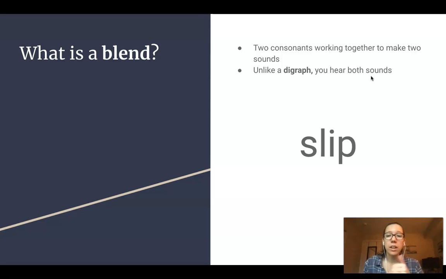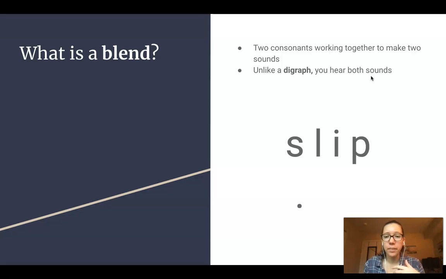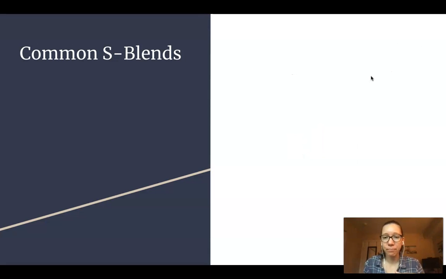So for example, here's the word slip. If I didn't know this word and I needed to sound it out, I could sound out each letter individually and still figure out what the word says, like this. S, l, i, p, slip. But when I start to get familiar with some of my consonant blends, I can recognize that S and L work together, and they say sl. So we still hear both of those sounds, but as we're reading, it can be really useful to be able to recognize those blends and use them together rather than trying to sound out every letter separately.